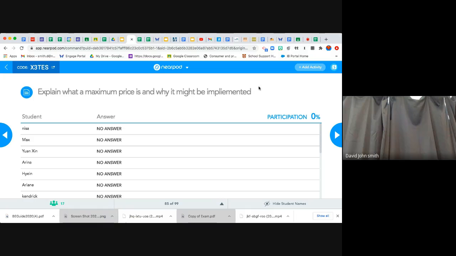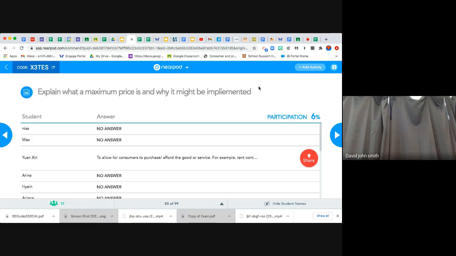Have a go at this one. What is a maximum price and why would a government put it in place?